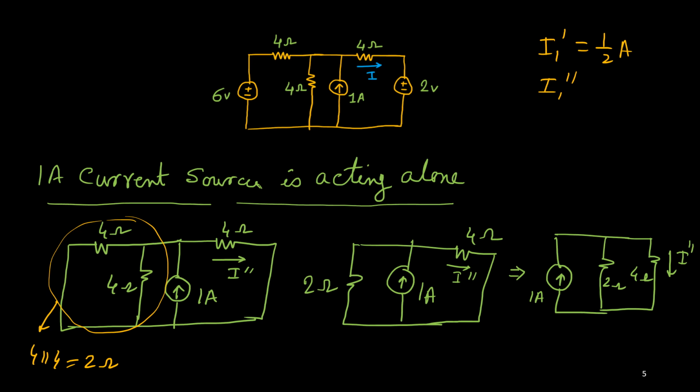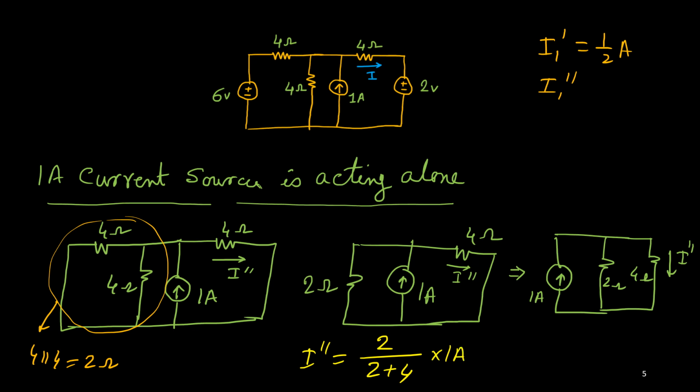So this 1 ampere current source is providing 1 ampere only here. So it is now divided. So current division rule we can apply. So this I double prime will be, opposite resistance is the 2 ohm resistance upon total resistance 2 plus 4 multiplied by 1 ampere source. So opposite resistance is 2 ohm, total is 2 plus 4 multiplied by 1 ampere current source.